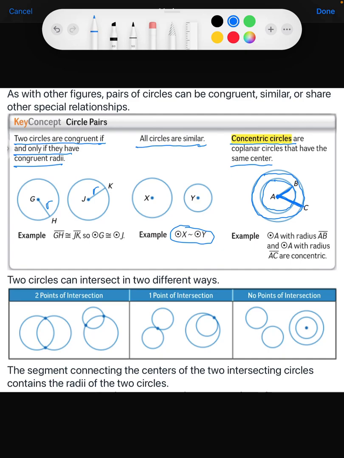Next, we can say that two circles can intersect in different ways. They can intersect at 2 points, right here. They can intersect at 1 point in a couple different ways, or if they're concentric, or if they don't intersect at all, like this, they would have no points of intersection. The segment connecting the centers of the two intersecting circles contains the radii of the two circles. So we'll keep that in mind as we work through example problems.